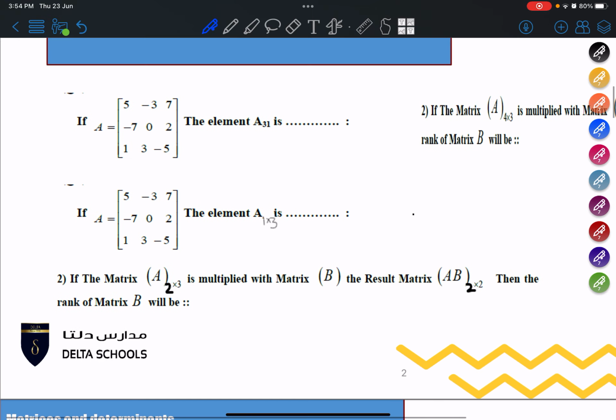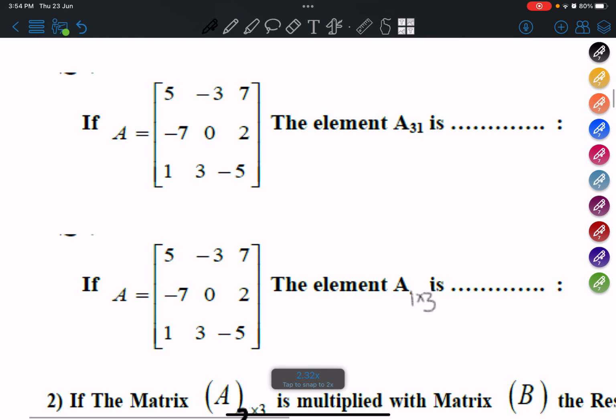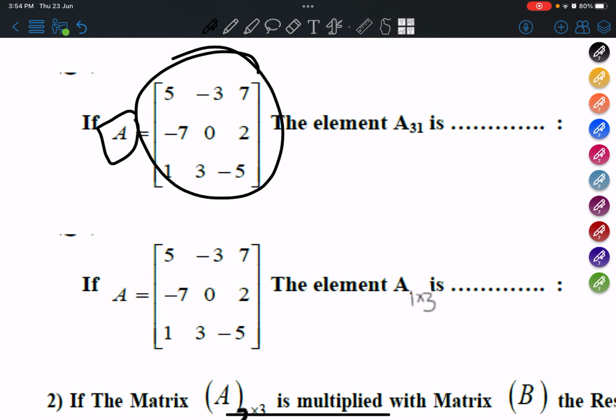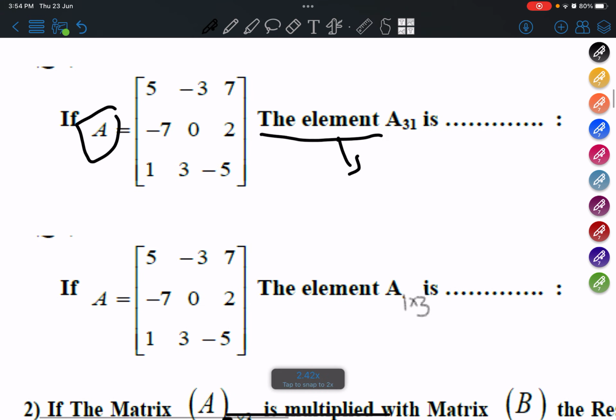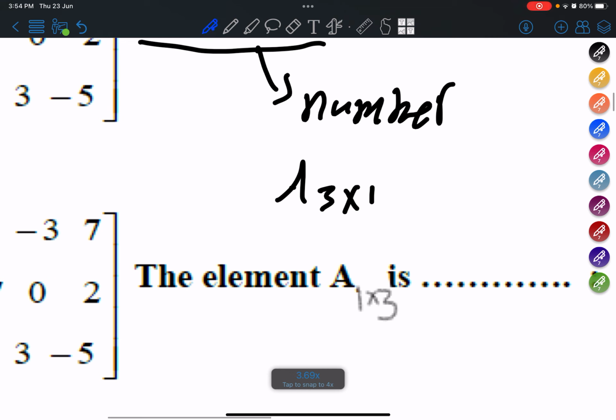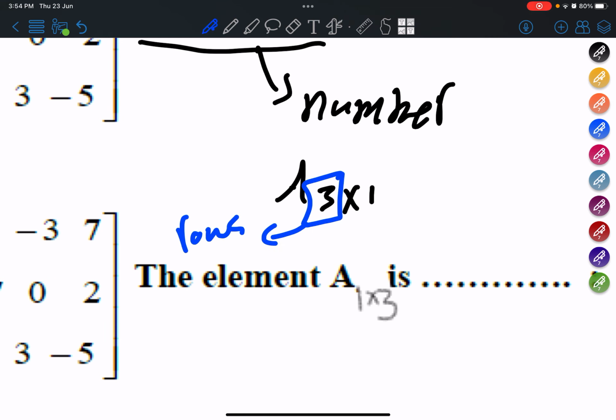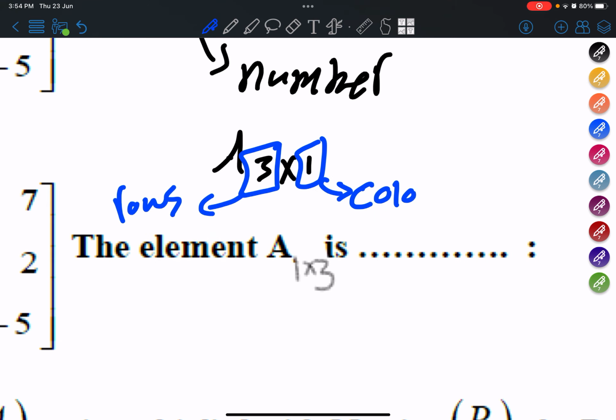That being said, we can start with the first question, which is: if matrix A, which is this one, the element, and by element they mean number, so the number of the order A 3 cross 1. Okay, so what does 3 cross 1 mean? First of all, we have to know that the first number represents the number of rows, and the second number represents the number of columns.